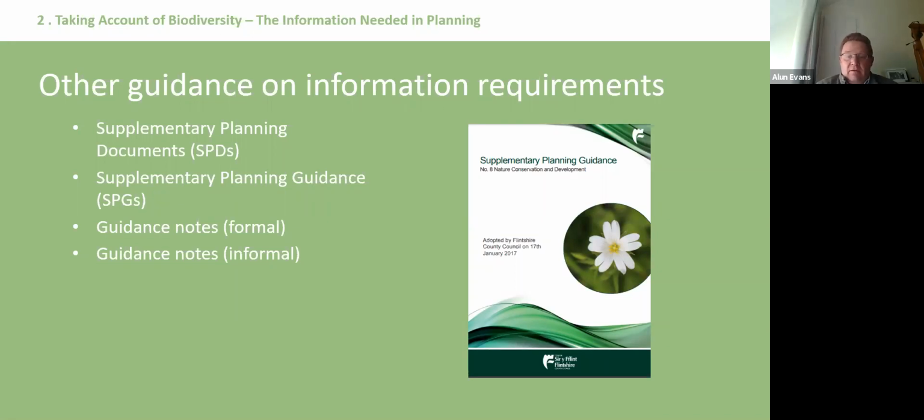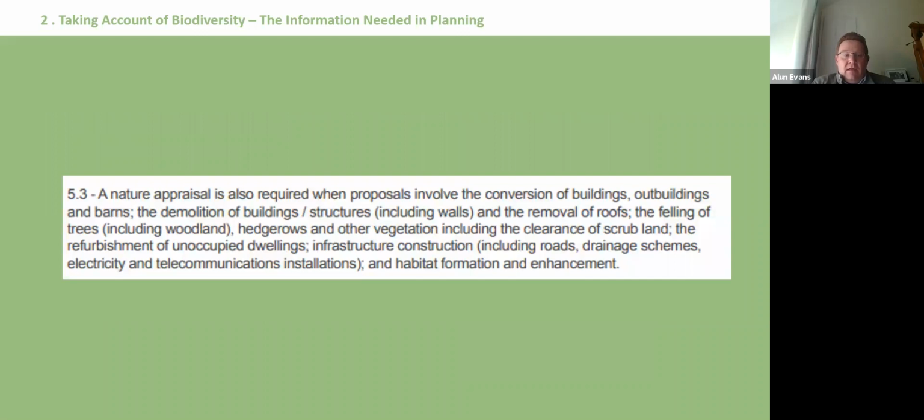Just using the Flintshire example where I live, they've got a supplementary planning guidance note on nature conservation and development, within which it states when a nature appraisal is required, which covers the usual conversion of buildings, impacts on habitat types, construction information, etc. This triggers the need to supply that relevant information with the application.